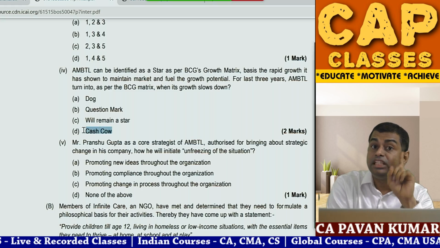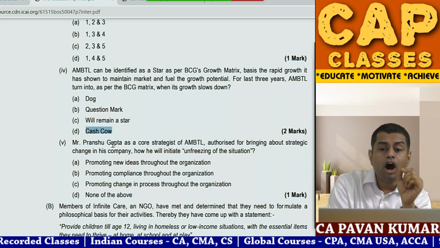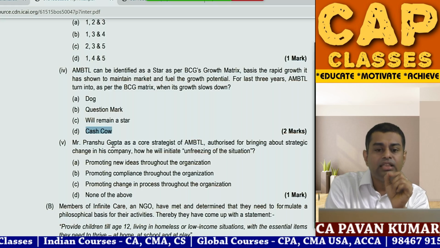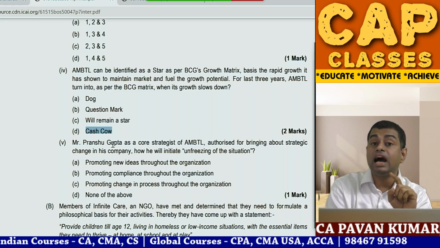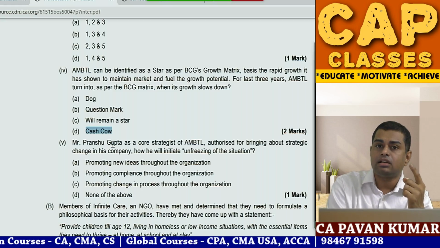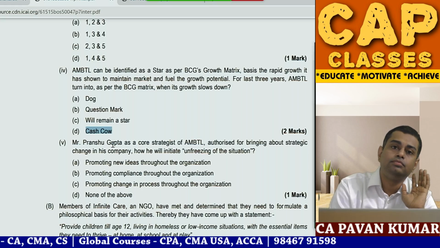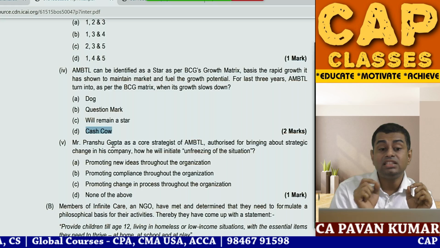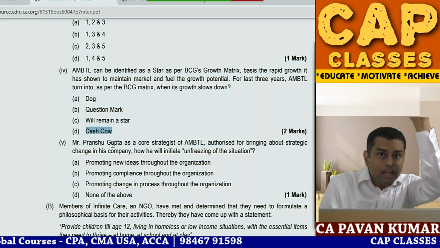But my dear friends, please be very careful. If the question is, what will be AMBTL as per the BCG matrix if the market share falls? If the market share falls, then the answer would have been question mark. Now the answer is cash cow. When the market growth is falling, still you have higher share. That is cash cow.